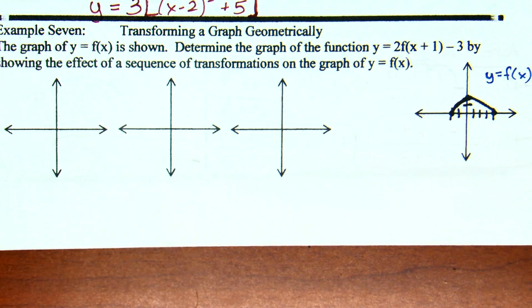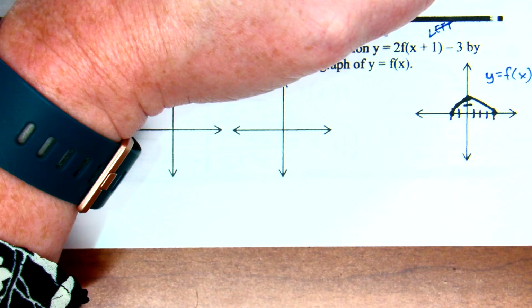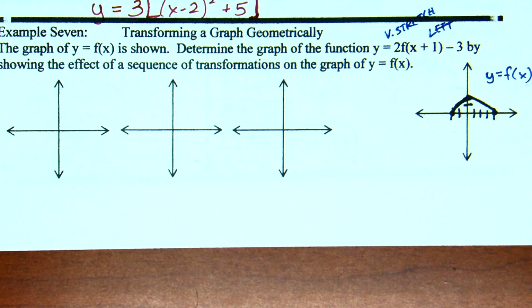Can you start by what? Going left 1. You can. You can start by going left 1. Or what's the other option of what I could go ahead and do here? The down 3 is actually going to have to be the last thing I do, because I've got to do what is directly on the x first, which means the left 1 I could do. Or if you wanted to, you could actually do the vertical stretch first and then the left 1. Those two are kind of interchangeable.